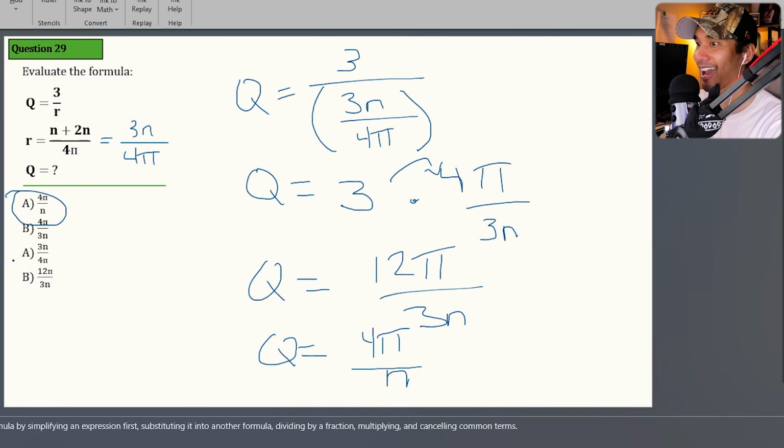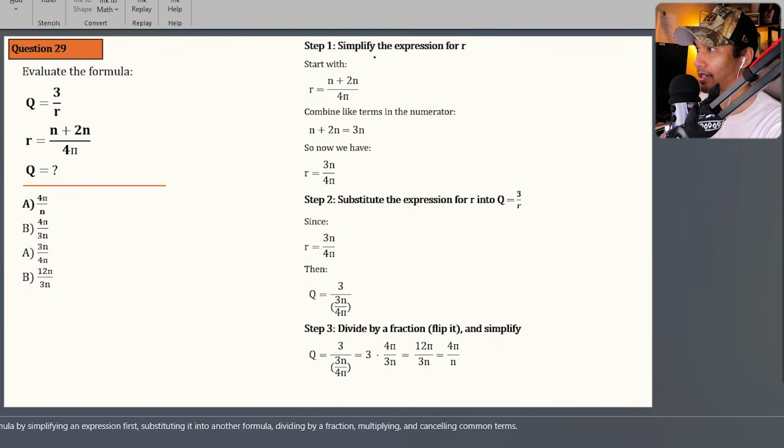Getting tired, guys. A. Let's see what we got. Simplify the expression for r. Okay, exactly what I did. So we have r equals 3n over 4 pi. Substitute the expression for r into q equals 3 over r. So we have q equals 3 over 3n over 4 pi. Then we have to divide a fraction. So we flip it, and then we get 3 times 4 pi over 3n equals 12 pi over 3n equals 4 pi over n. That is the simplest form, equaling A.